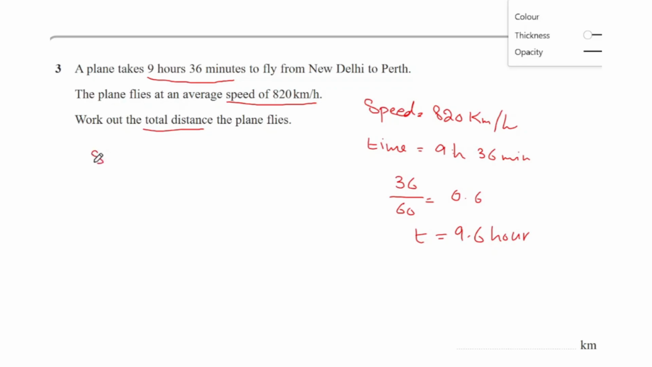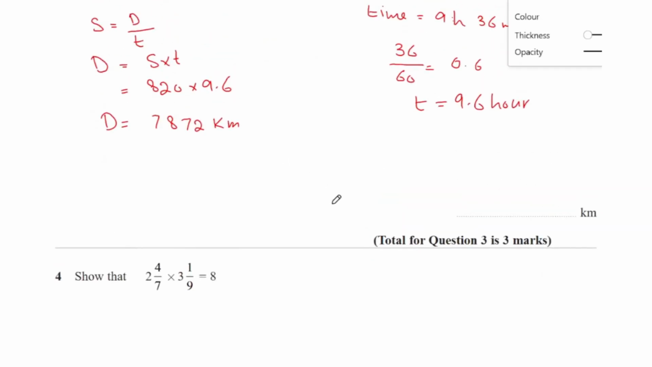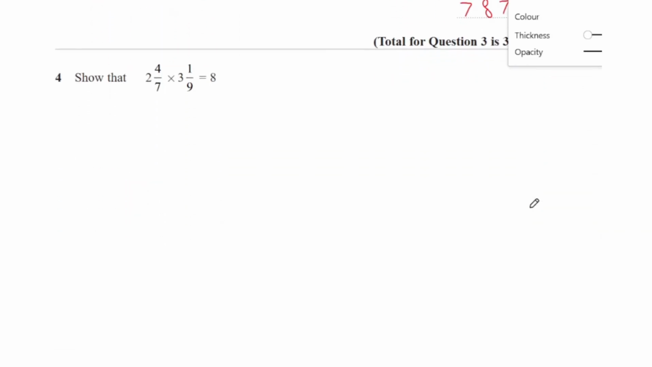So speed formula is equals to distance over time, and distance is equals to speed times time. Speed is equals to 820 and time is 9.6 hours. If we multiply this one, we'll get over here 7,872 kilometers. So that's our distance. So this is 3 more questions. I think if we just know the basics formula, speed is equals to distance over time, so you will get easily these 3 marks. Okay, so altogether, so this is 3 marks for this question.